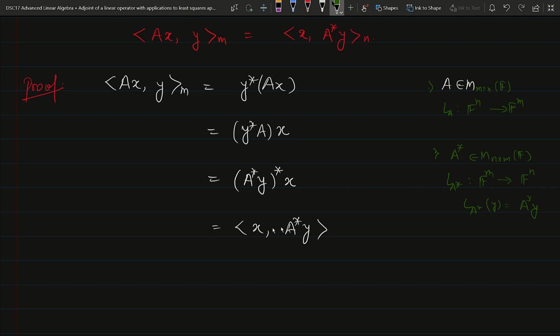So this x and this A star y are in Fn. So let me write here n, so that we can distinguish that this inner product is defined for Fn and this inner product is defined for Fm. Okay, so in this way we can establish the result between these two norms.